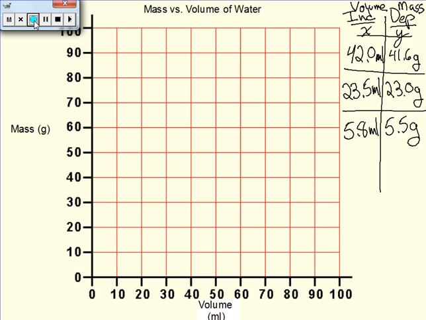Next thing we got to do is plot the points. So starting with this first one, we have 42.0 milliliters. Well, you can see this is a situation where you're going to have to estimate between the 40 and the 50. So 42.0, let's say, would be somewhere around here.